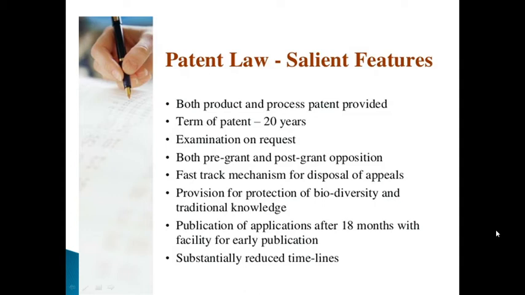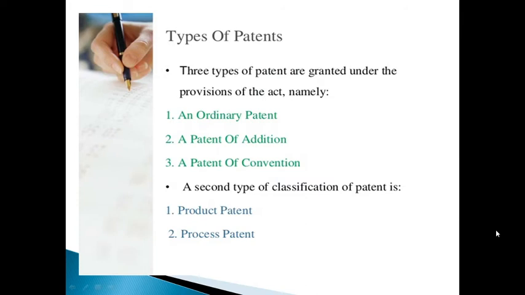Patent law's salient features. Both product and process patents are provided. First thing, the term of a patent is 20 years. Examination on request. Both pre-grant and post-grant opposition are there. Fast track mechanism for disposal of appeals. Provision for protection of biodiversity and traditional knowledge. Publication of applications after 18 months, with the facility for early publication. Substantially reduced timelines.